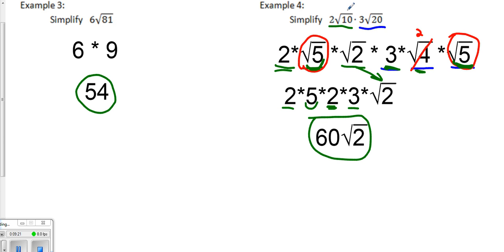Now if we wanted, we could have also done 10 times 20 is 200. So we'd have 2 times 3 is 6, so 6 square roots of 200, and then break it down from there. Or you can break them all down into individual pieces.